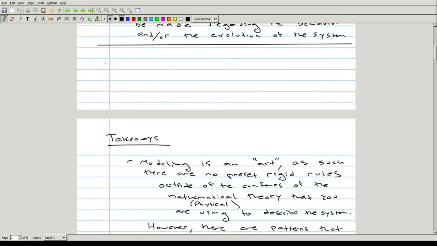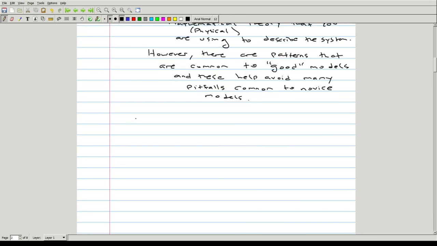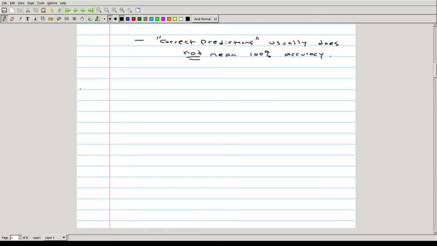The other takeaway that I want to give you and that I want to point out about this definition is that correct predictions usually does not mean 100% accuracy. All mathematical models have limitations, and as such, it's up to us, the creators of the model, or those creating the models, to clearly state and investigate these limitations.